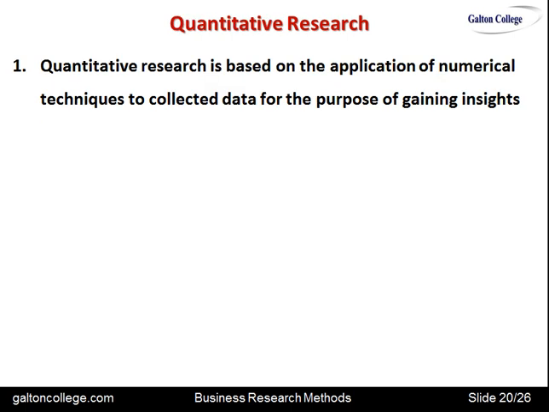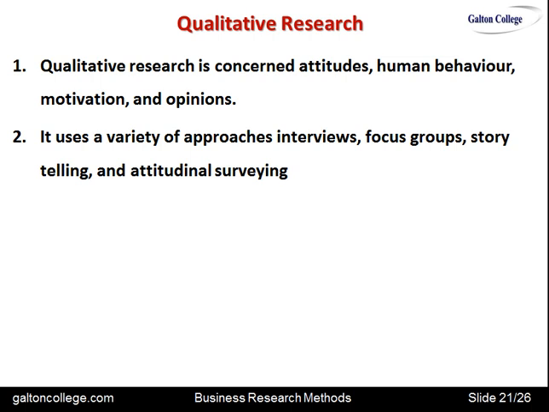We also have quantitative research. This is looking at numbers. It's collecting data and to analyze the data. It uses advanced statistical techniques. It collects data and tries to process the data into information, so it becomes useful for decision making. We also have qualitative research. This is concerned with attitudes and human behaviour and motivation and opinions. It uses a variety of approaches, for example, interviews, focus groups, storytelling, and attitudinal surveying.